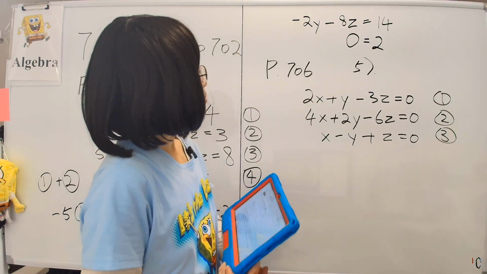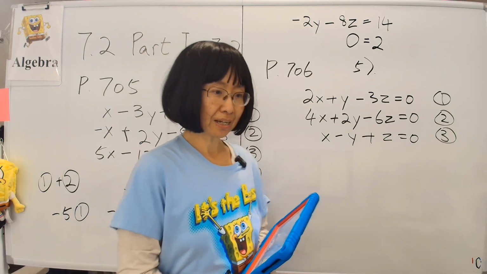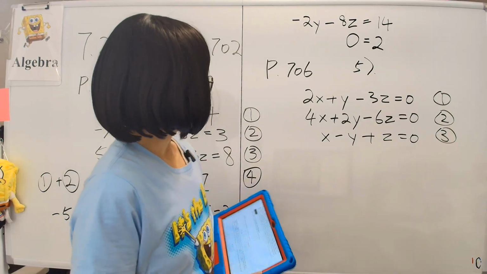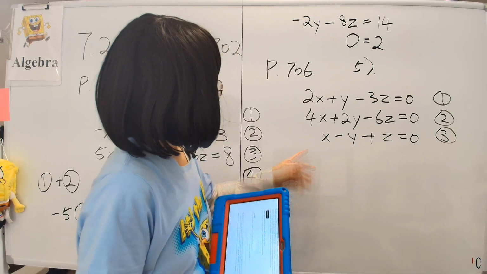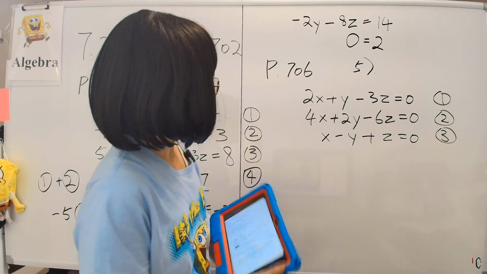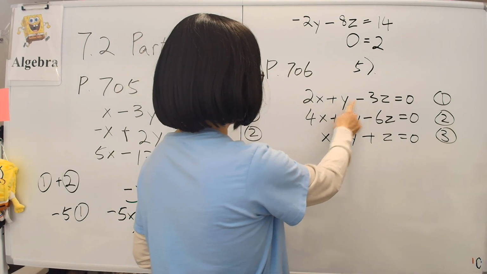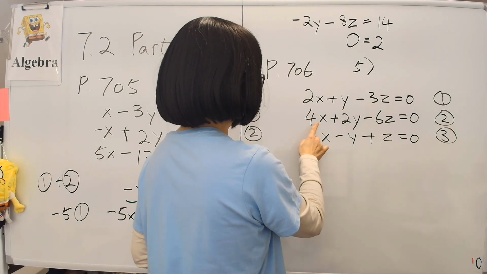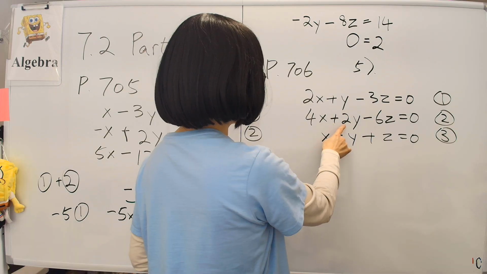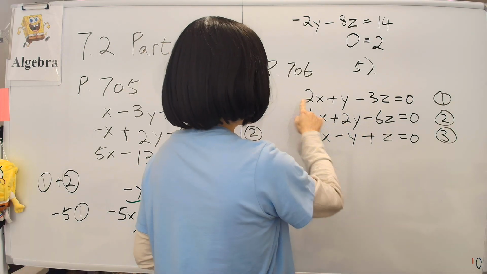Next, let's look at example 5 on page 706. Now we have equation 1 and equation 2 and 3. Look at these equations carefully, okay? We have 2x plus y minus 3z. And then what is the second equation? It says 4x plus 2y minus 6z.